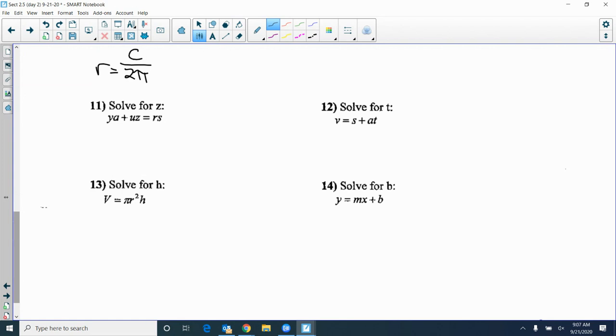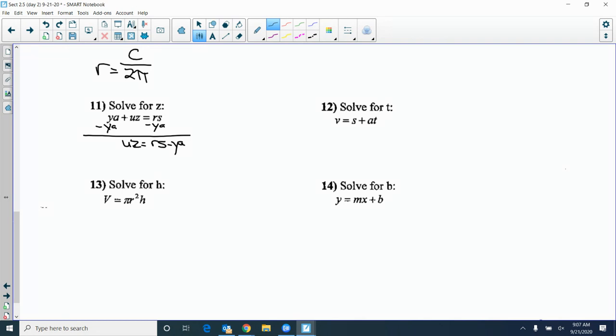All right, Christian, you want to walk me through this one? Subtract YA from each side. Very good. I want to subtract YA, and tell me what to write on my next line down here. UZ equals RS minus YA.